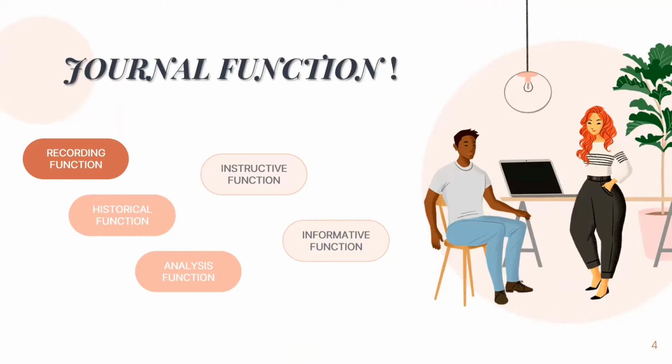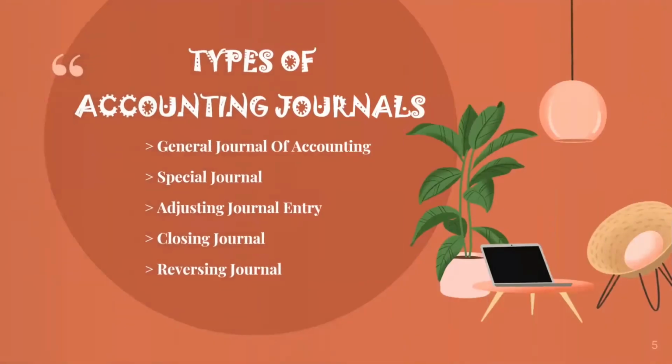Third, analysis function. Recorded transactions must be analyzed for evidence and grouped into debit or credit. Fourth, instructive function. Journal recording is in order to make transfers in the ledger. Fifth, informative function. By looking at the journal, you can find out information on the transaction.